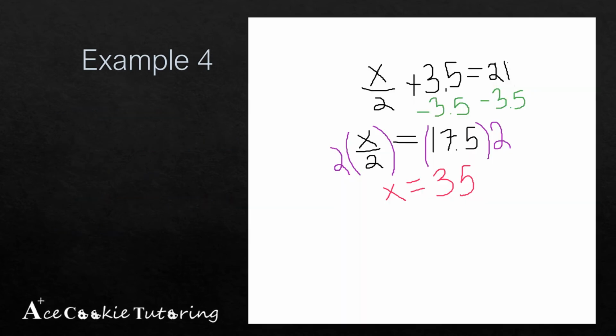Now it might make a little bit more sense on this screen with the color coding and with the parentheses around the x over 2. So remember the original problem, x divided by 2 plus 3.5 equals 21. So we've got the green, which is step 1. We're going to subtract both sides by 3.5. And then I'm going to multiply both sides by 2 in order to get the x by itself. And remember, when I have a parentheses and then a number right next to the parentheses, that means multiplication.